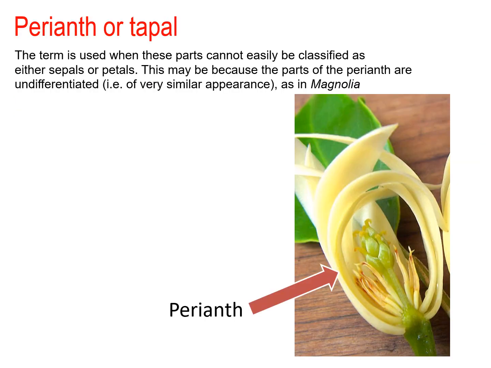In some plants, the sepal and the petal cannot easily be classified as either sepal or petal. We call this perianth or tepal. This may be because the parts of the perianth are undifferentiated. This is the structure of perianth. You can see that you cannot separate sepal and petal, so we call this tepal or perianth.